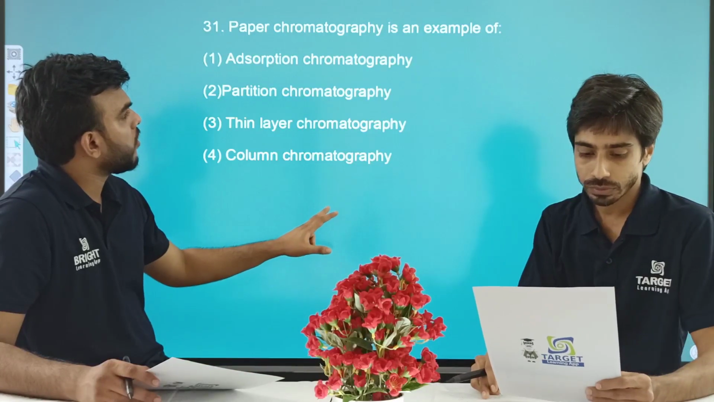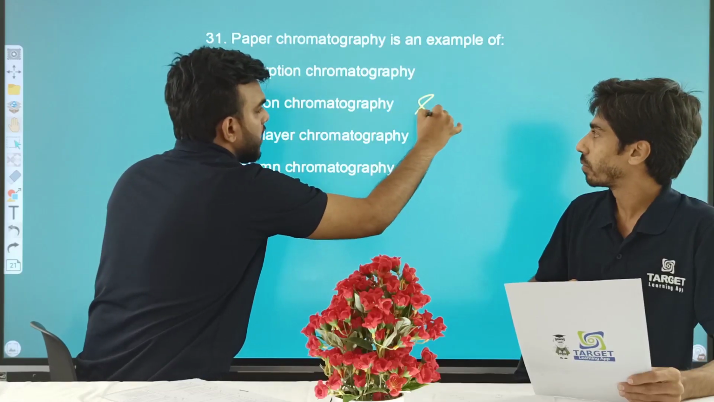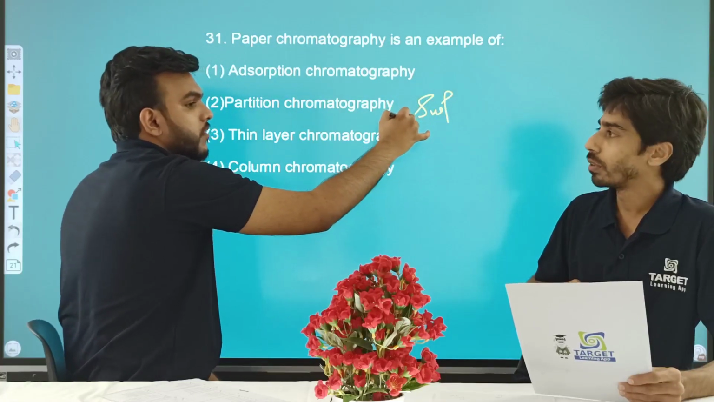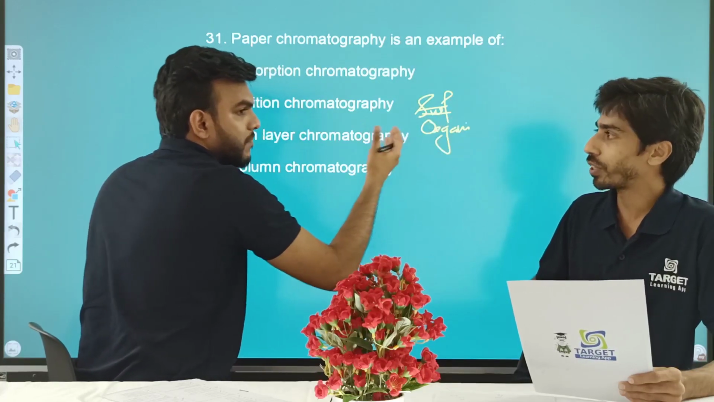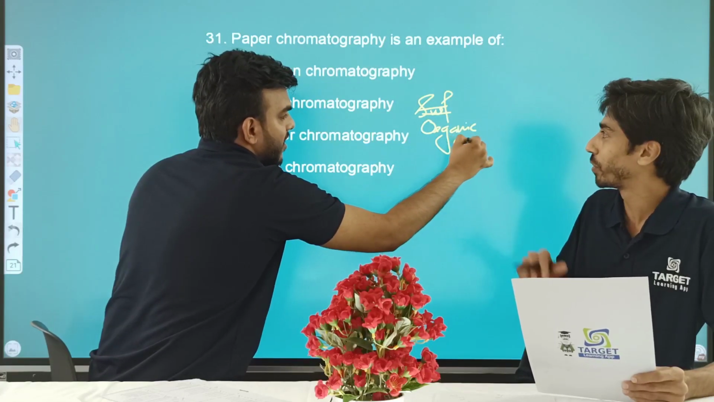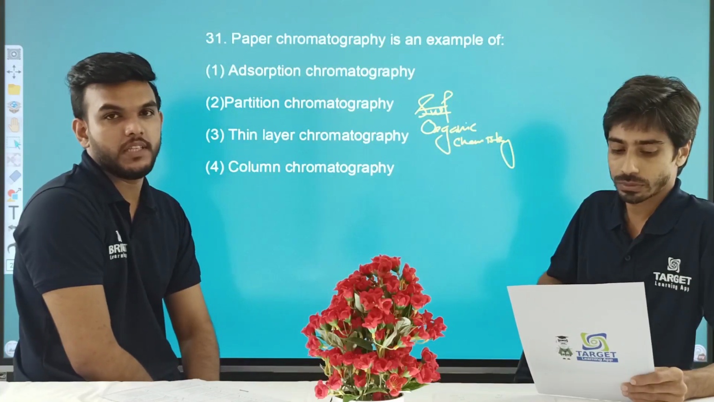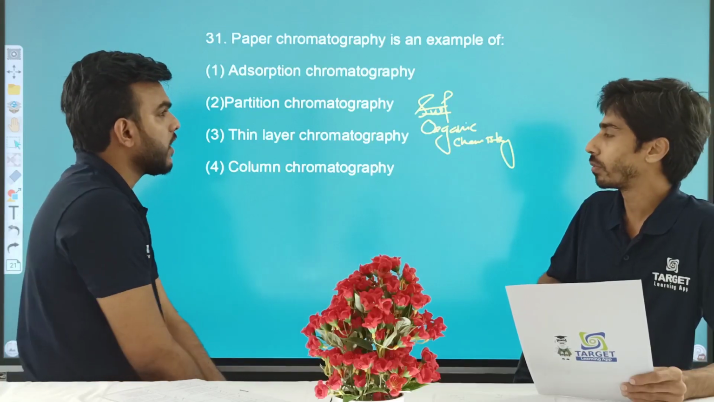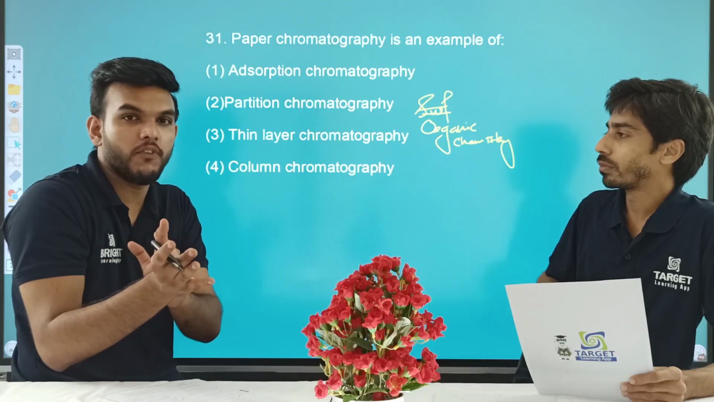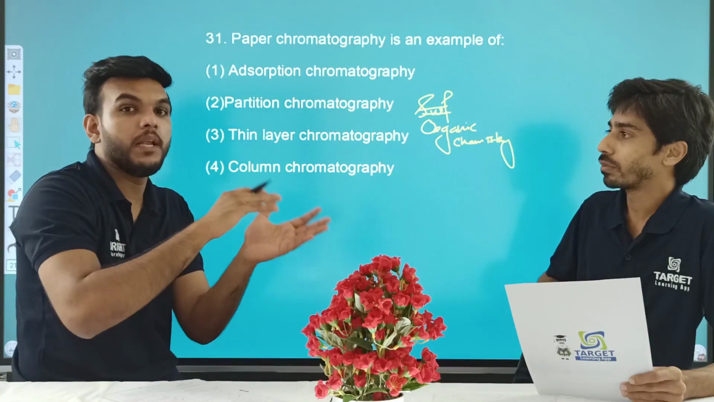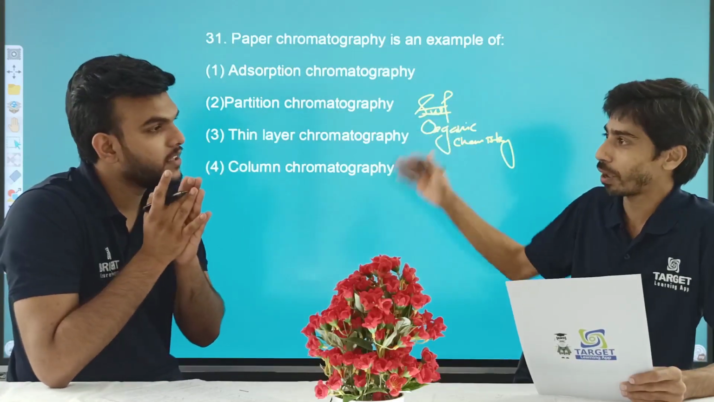This question: paper chromatography is an example of. See here, students, in surface chemistry we study adsorption, the principle of adsorption. But when we go to the grade 11 organic chemistry part 2 textbook, in the last part, the Lassaigne test and chromatography, you can see paper chromatography, gas chromatography, partition chromatography, adsorption chromatography. There are different types of techniques. The basic principles and techniques come in this section.